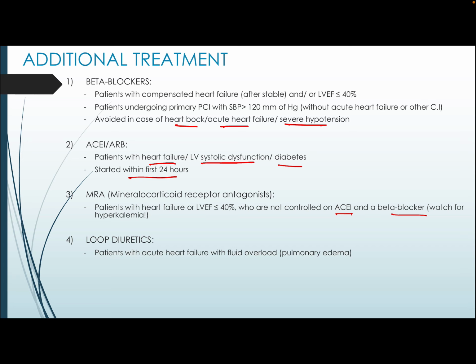Fourth is the loop diuretics like furosemide. These are given for patients with acute heart failure and fluid overload leading to pulmonary edema. So basically you want decongestion. And finally, nitrates. Nitrates are given in patients with symptomatic heart failure with a systolic blood pressure that's less than 90 millimeter mercury. Again, nitrates help reduce preload to the heart and reduce the stress on a failing heart. So these are a few additional treatment modalities.